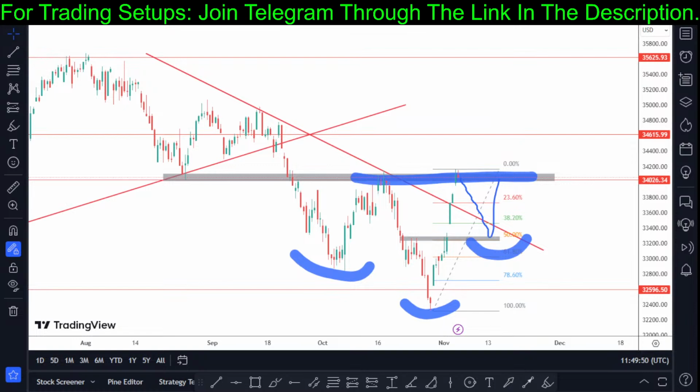So any other assets, again, any other assets, do you consider, like dollar index? Consider that. Use Fibonacci retracement. So now let's check.